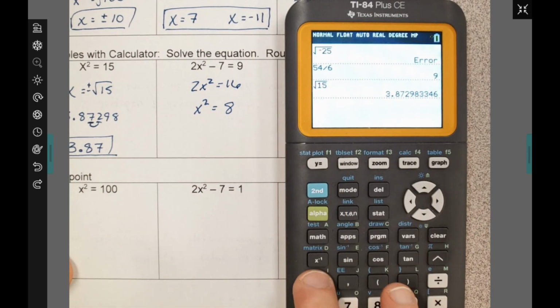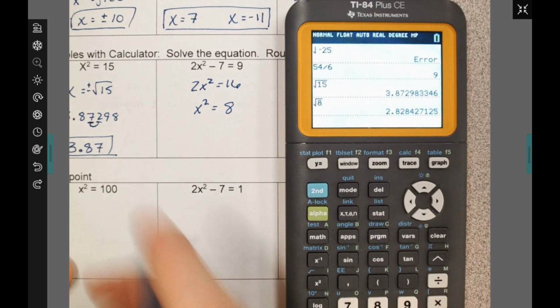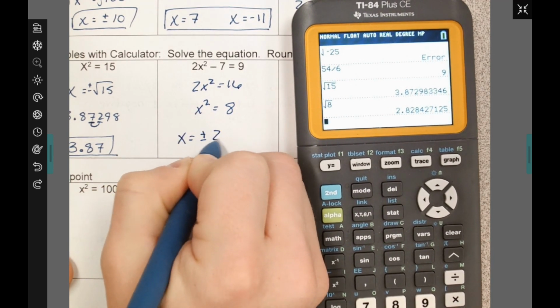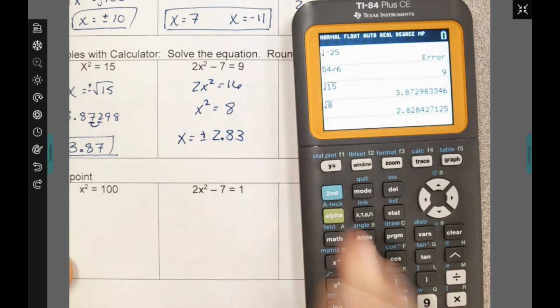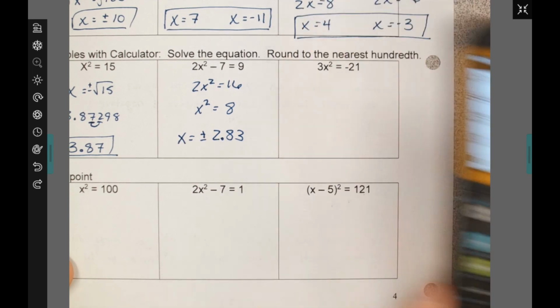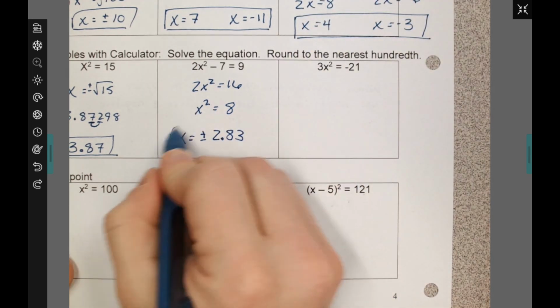This one, square root of 8. It's going to give me plus or minus 2.83. So this is what I was talking about. When I look to the right, 8 is greater than 5, so we're going to bump this up one. Give me 2.83. Okay, last one.